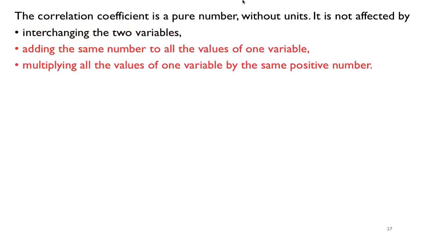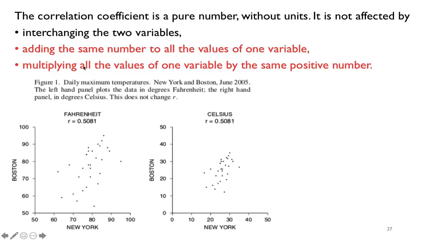And then something else is that if we add the same number to all the values of one variable, that also does not change the correlation coefficient. In the same way, if we multiply all the values of one variable by the same positive number, that will not change the correlation coefficient. So again, that correlation coefficient will not be changed by switching the variables, adding the same number to all the x values or the y values, or multiplying all the values of one variable by the same positive number.